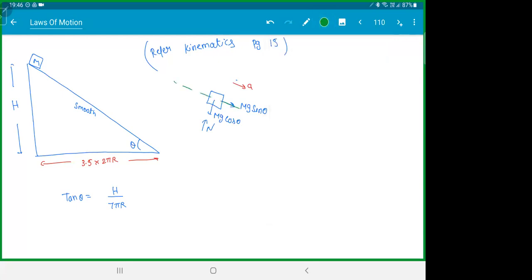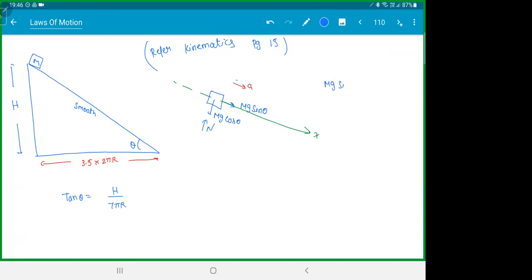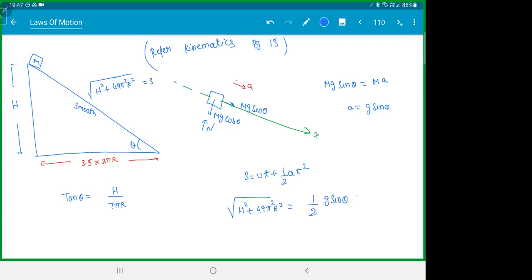So I'm choosing this as my x-axis and that is my y-axis. So we get here mg sin theta is equal to mass into acceleration. There's only one force. So acceleration is equal to g sin theta. And this total length will be root over h square plus 49 pi square r square. I'll call this s. Using the equation s is equal to ut plus half at square from kinematics, acceleration is constant. s, which is root over h square plus 49 pi square r square, is equal to half into g sin theta into t square. Shift everything, that's it, you'll get the time.